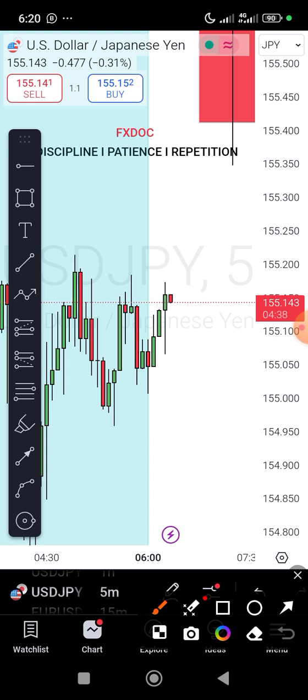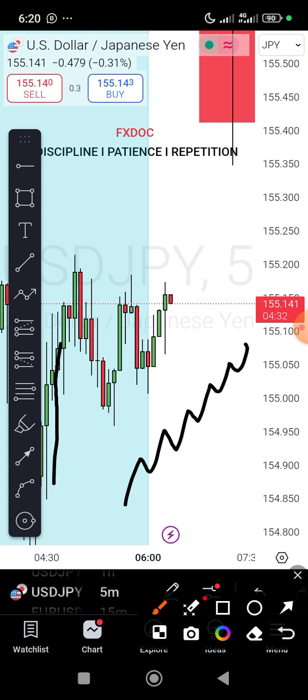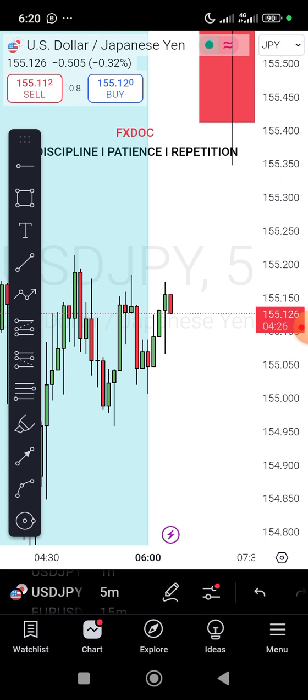So what happens is when the market is going up, it will be making green candles, right? Just like this right here. But when it is coming down, it will be making red candles, just like this right here. So these are things you need to understand.